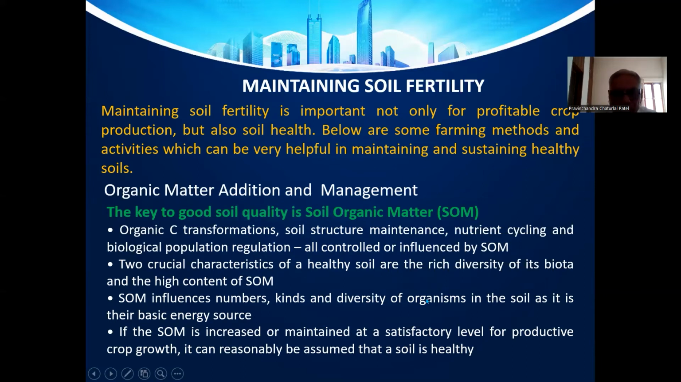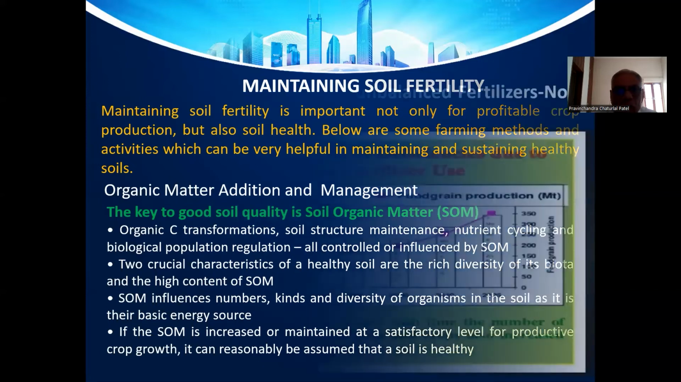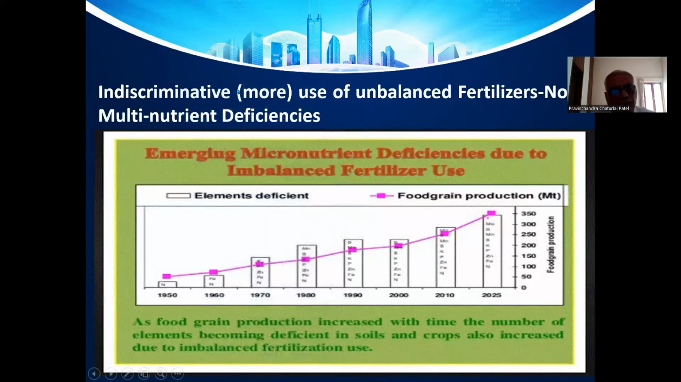And therefore, at present, globally, scientists and farmers have switched over to organic farming, natural farming, regenerative agriculture, and permaculture. Then there is indiscriminate, heavy use of unbalanced fertilizer. So you can see that multi-nutrient deficiencies are present.